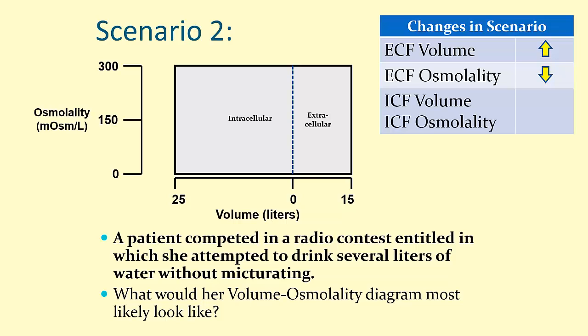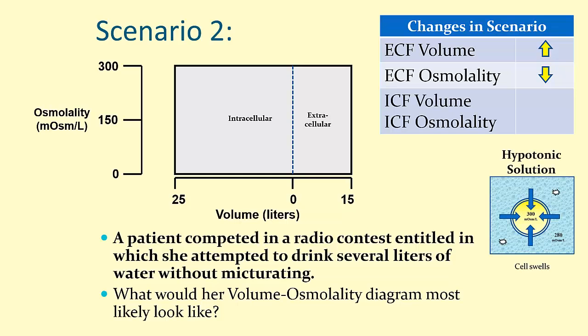The cells of the body are thus in a hypotonic solution, in which the concentration of the extracellular fluid is less than the concentration inside the cells. Consequently, water will move via osmosis from the extracellular fluid compartment towards the higher concentration of solutes inside the cells. Thus, the intracellular volume will be increased, and the intracellular osmolality will be decreased. If we draw this on our volume osmolality diagram, it should appear like this.